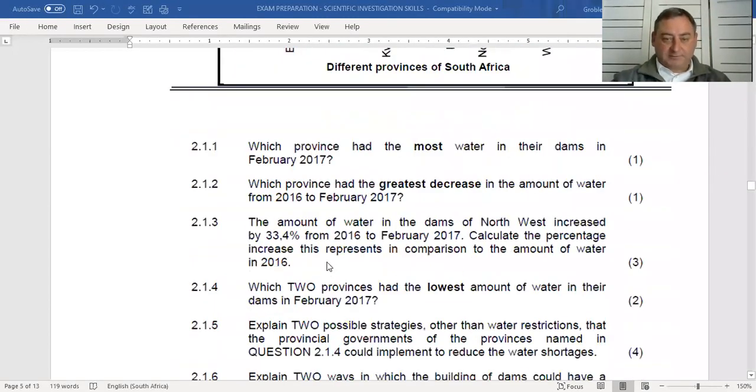So there we've done that for 3 marks. Very, very interesting. What did we calculate? The amount of water in the dams of Northwest increased by that from there to there, but now calculate the percentage increase over 2016. So that brings you to 75%.